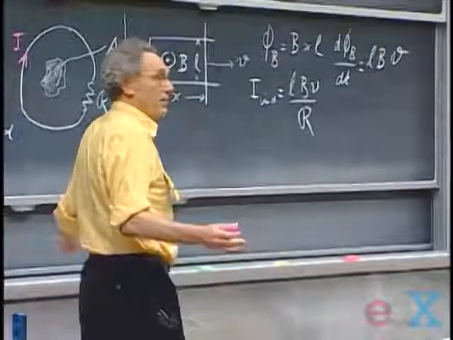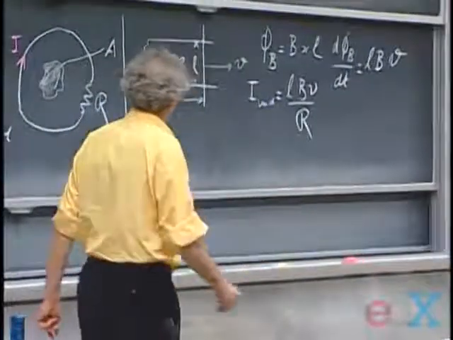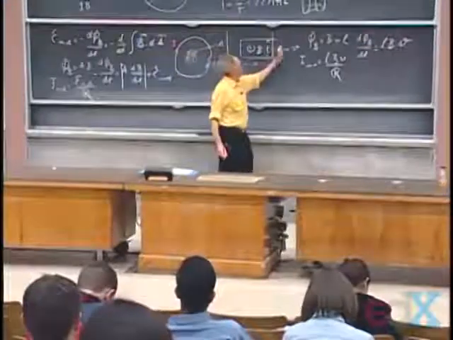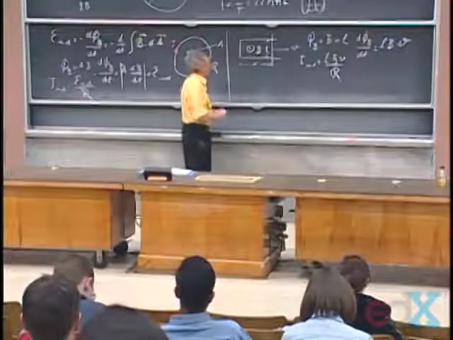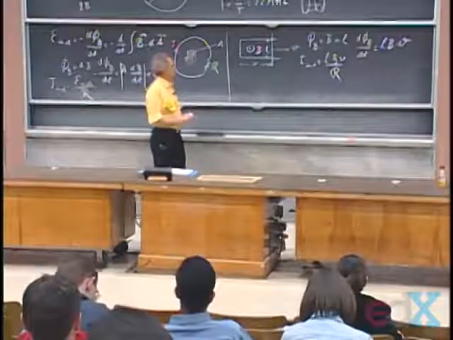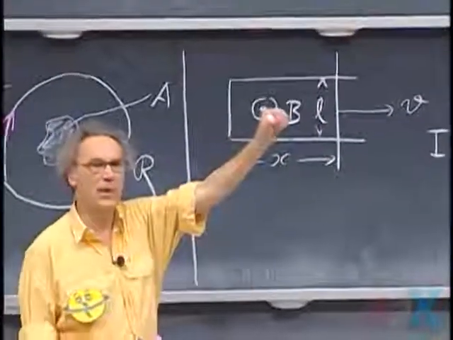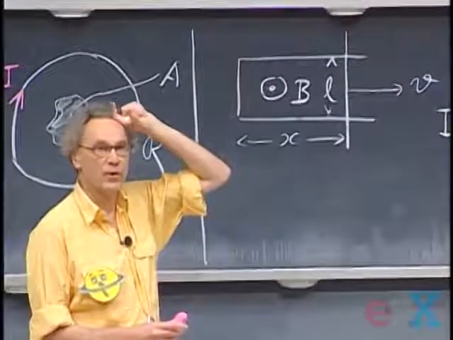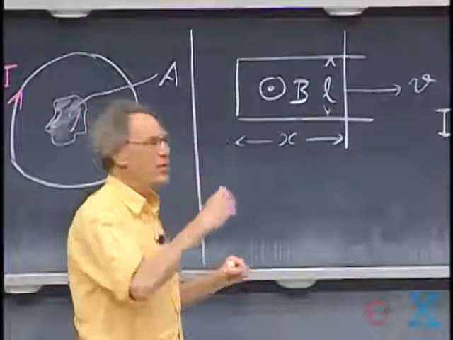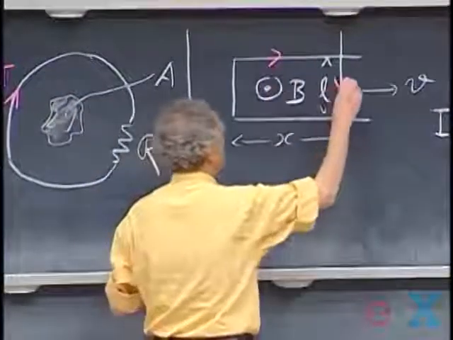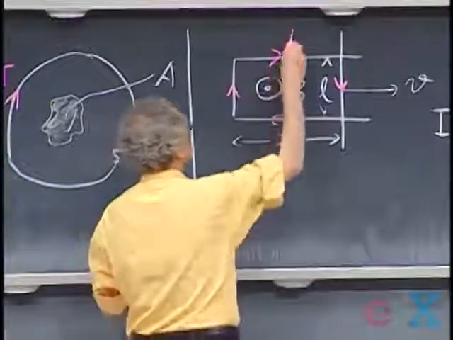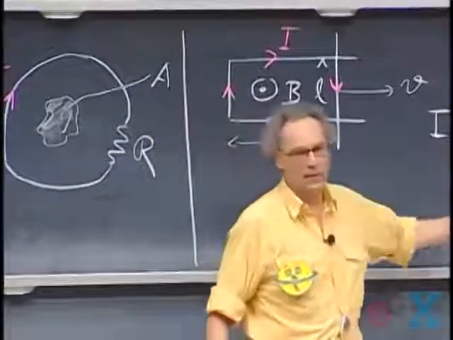The direction is, again, easy, it's non-negotiable. If I move this bar to the right, the magnetic flux is increasing. The magnetic field is pointing in this direction, so the current is going to flow in such a direction that it opposes that change, and so the current will flow in this direction. That's the induced current, and this is the magnitude.